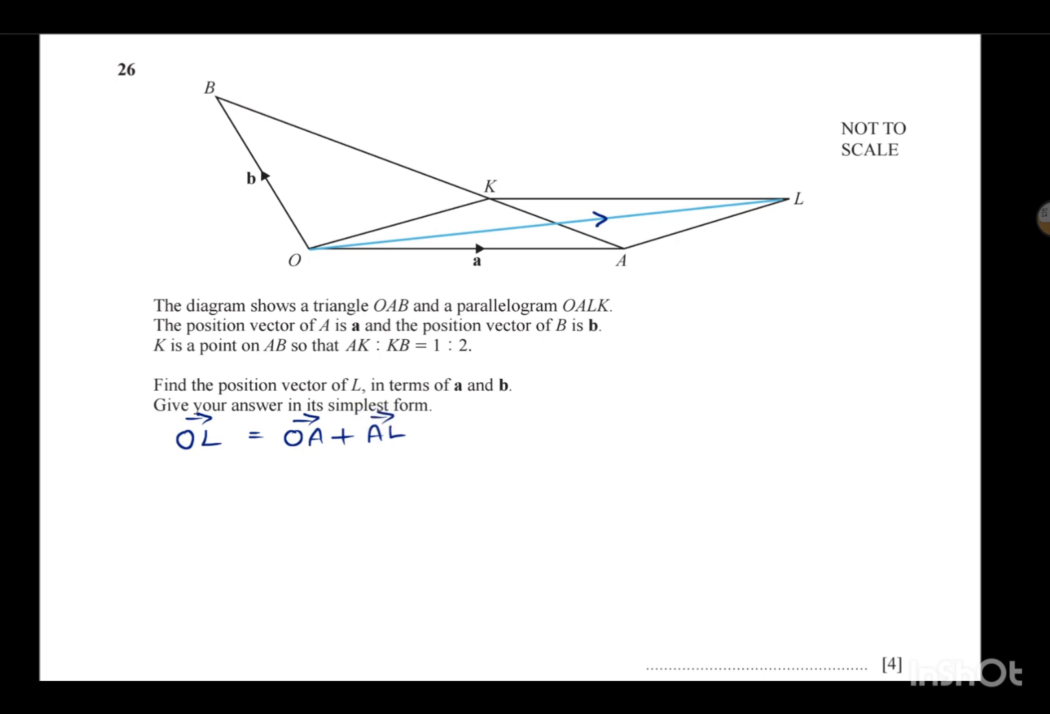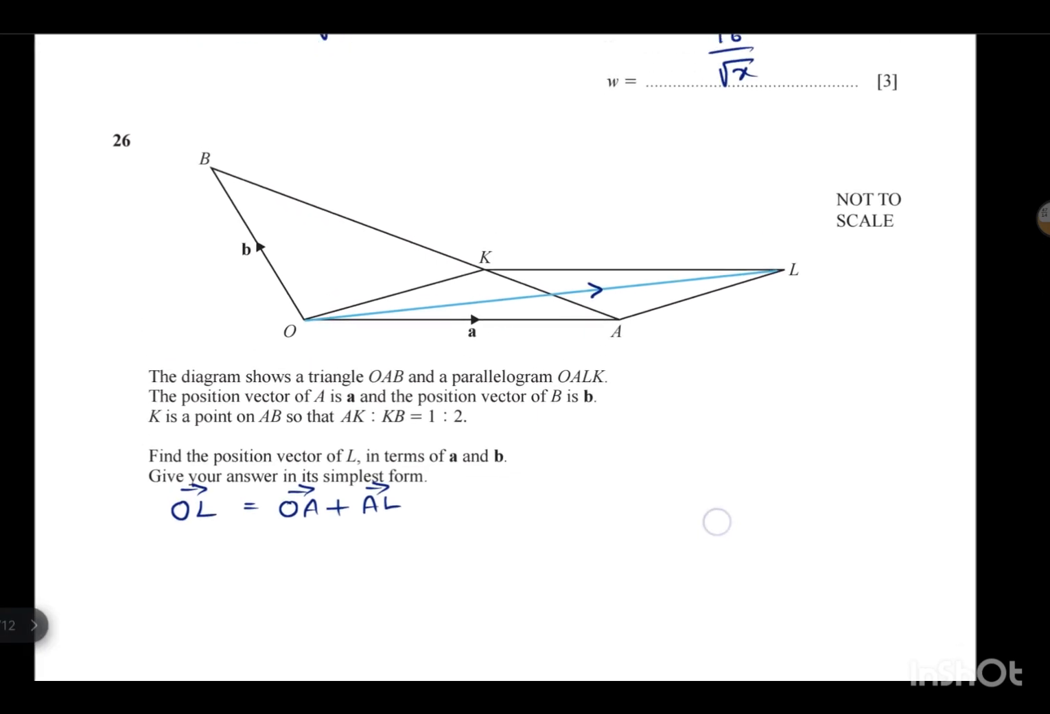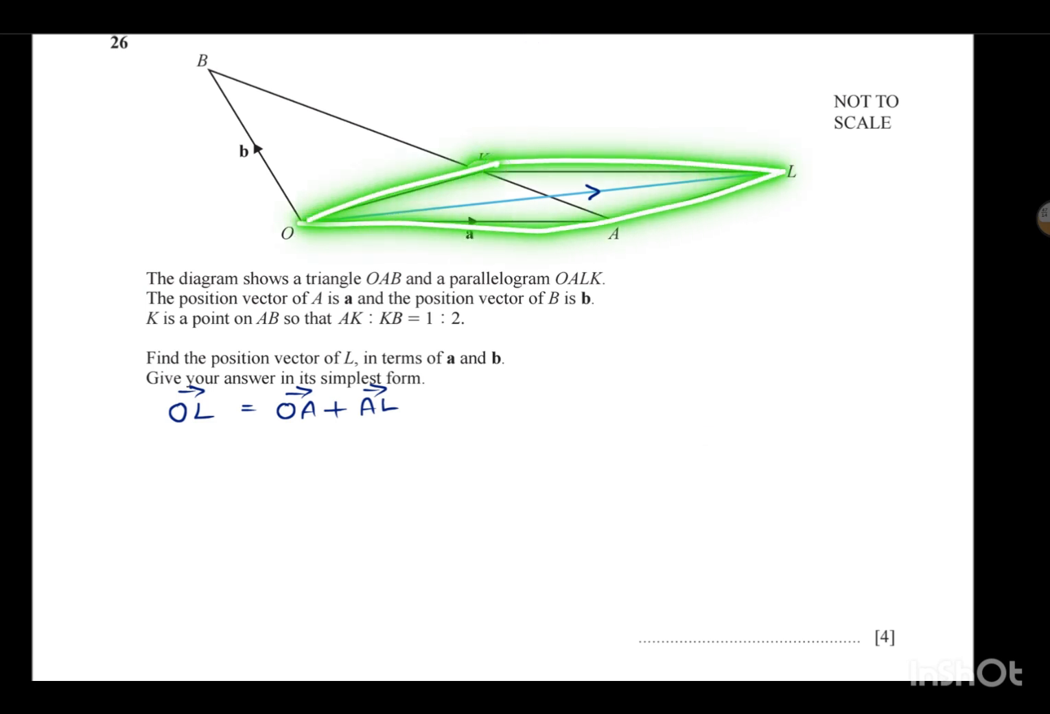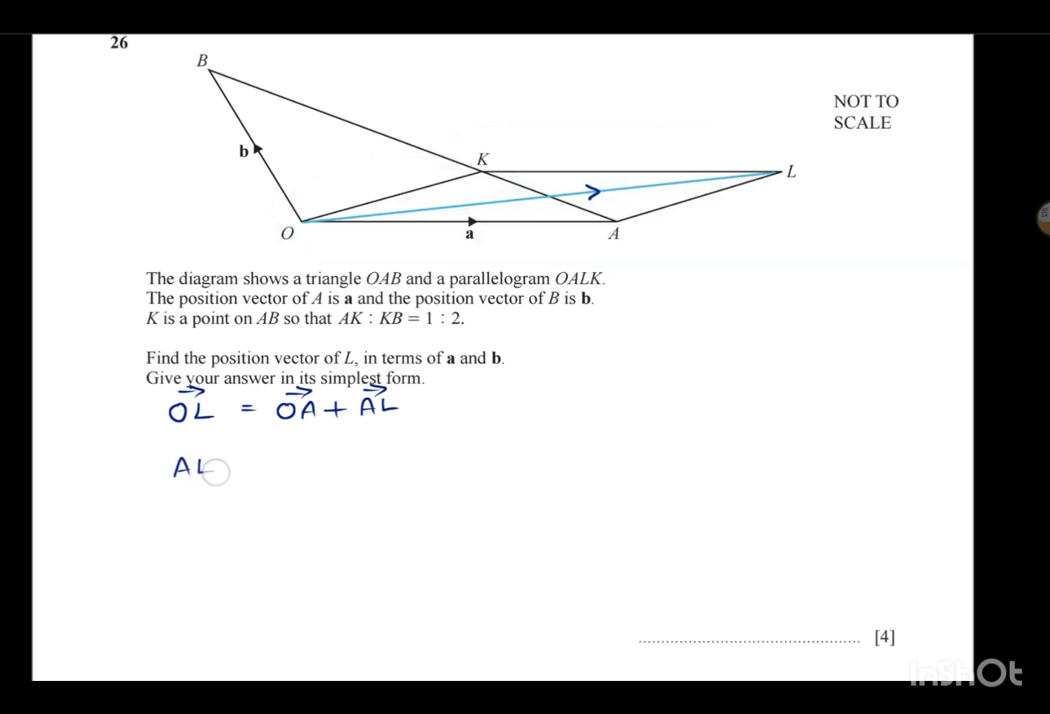Now what is OA? We already know, but we don't know AL. Now to get AL, we will have to find out, because OALK is a parallelogram. This is a parallelogram. So the side AL is parallel to OK.